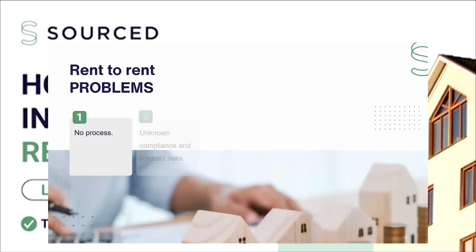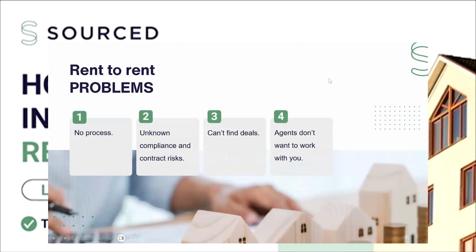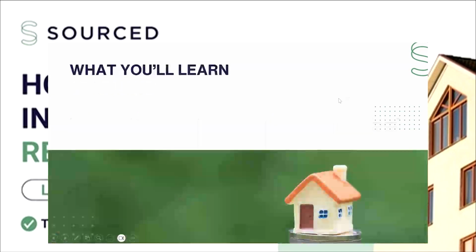Is it that you don't have a process? Is it that you are aware that you need to be compliant and there are certain contracts that you should avoid and certain contracts that you should use, but you don't know what they are and you don't know why? Is that why you're here? Is it that you can't find deals? Is it that you don't know how to speak to agents and they have no interest in working with you? Or is it that you're not confident about finding tenants? All of these things could be holding you back.